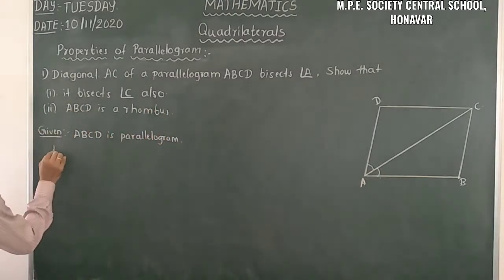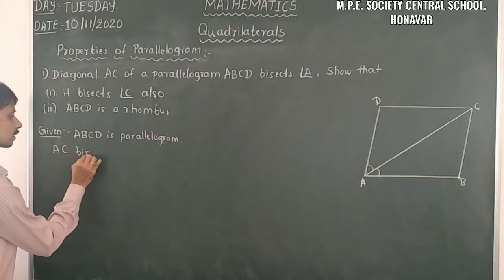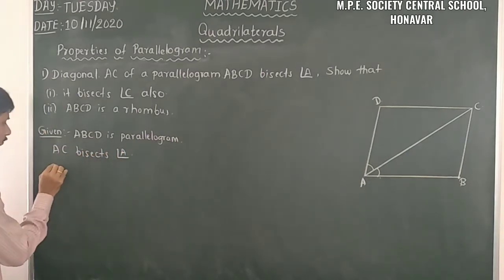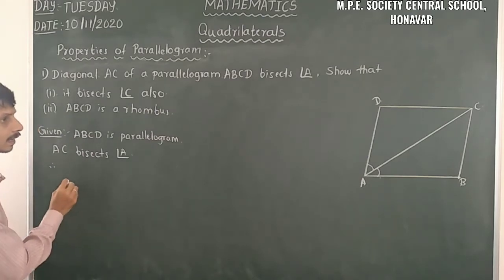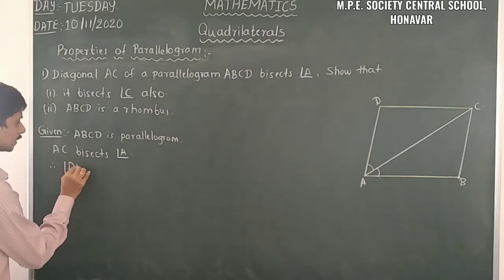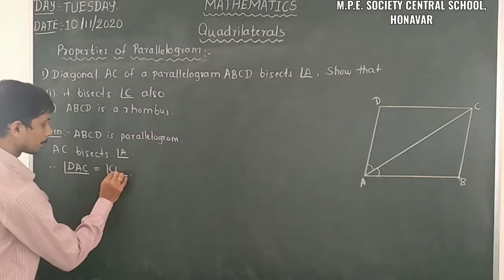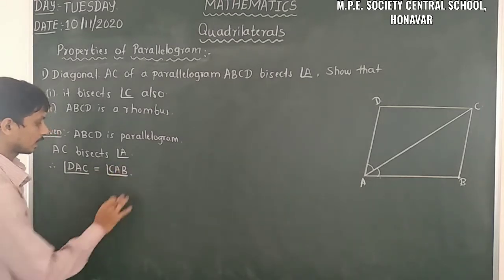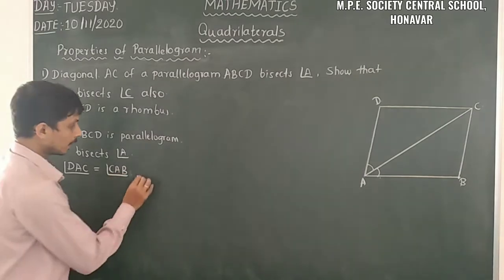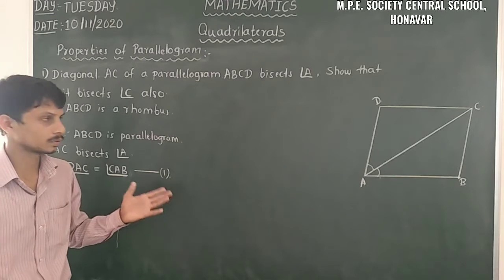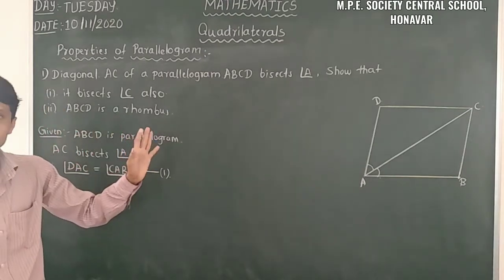That is, AC bisects angle A. Therefore angle DAC is equal to angle CAB. I will consider this as equation number 1, which we will need at some point.